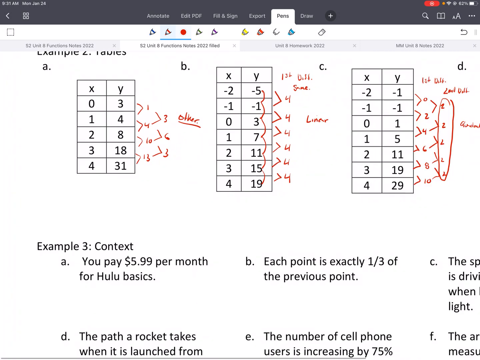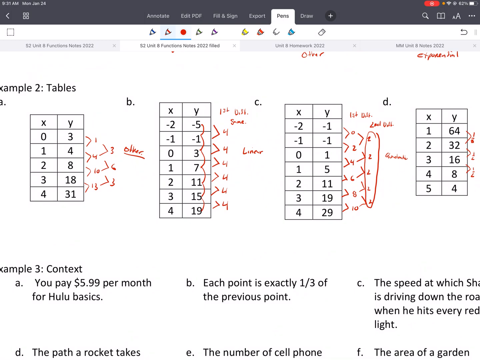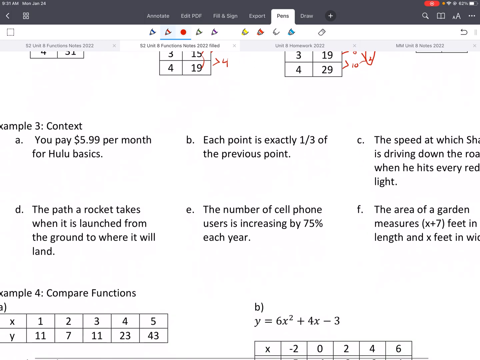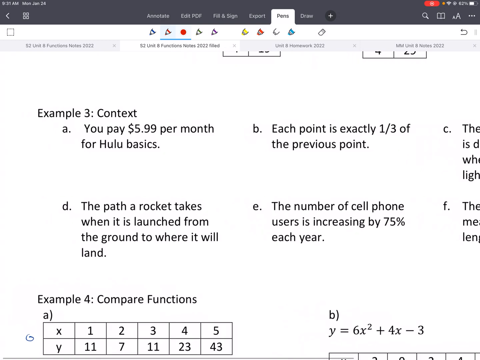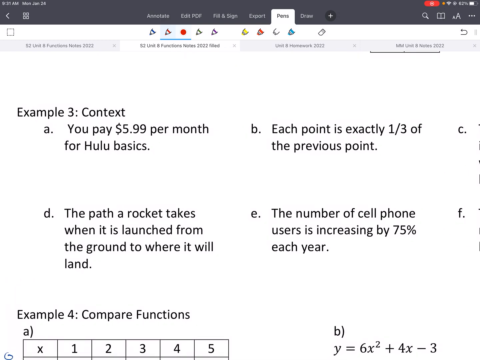All right, so we'd be able to identify the type of function based off of a table. We can also do it based off of the context of a word problem. So for example, you pay $5.99 per month. Okay, this has a constant rate. Every month you have to pay that much, so this would be linear.